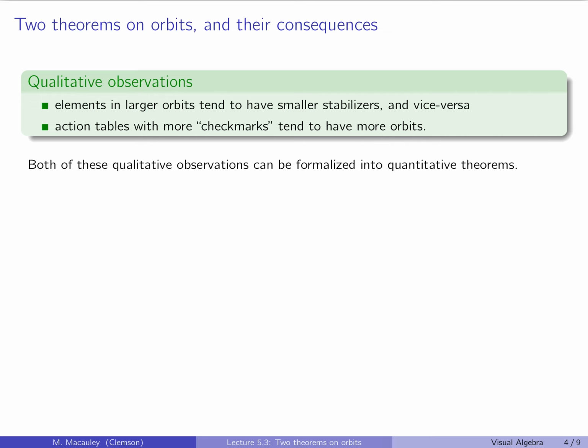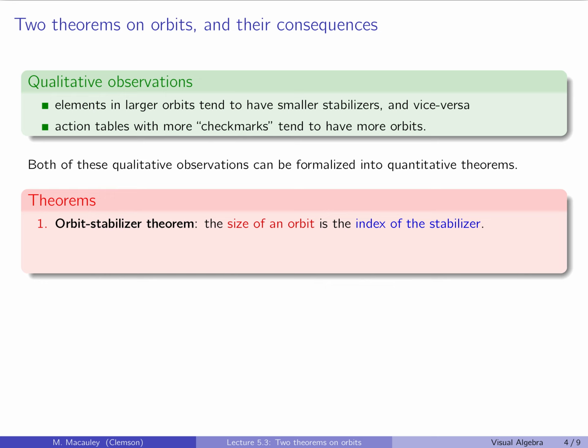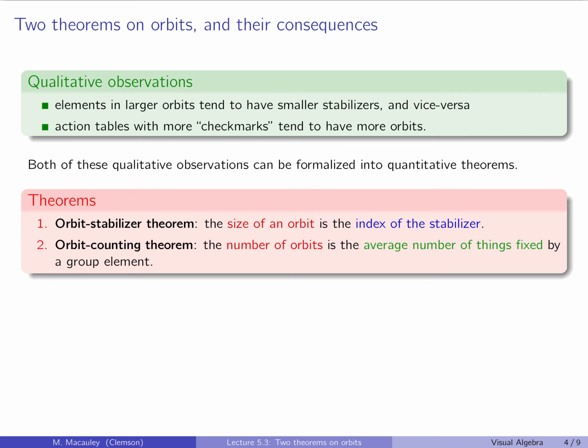Both of these qualitative observations can be formalized into quantitative theorems. The first theorem is called the orbit stabilizer theorem. It says the size of an orbit is equal to the index of the stabilizer of an element in it. Next, the orbit counting theorem says that the number of orbits is equal to the average number of things fixed by a group element. You can think of that as the average number of check marks in a random row, or equivalently the average size of a fixator of a random group element.